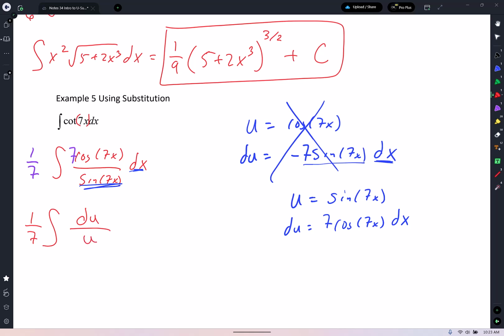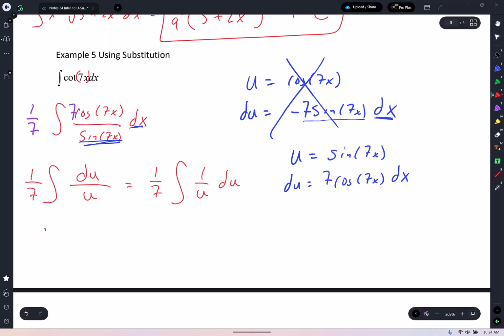Job, I don't know how to do the antiderivative of that. I don't recognize it. Okay, let me show you. Let's recognize it. Integral 1 over u du. Now do we recognize it? What's the antiderivative of 1 over u? Starts with the letter L. ln. So 1/7 ln, absolute value of u, plus c.